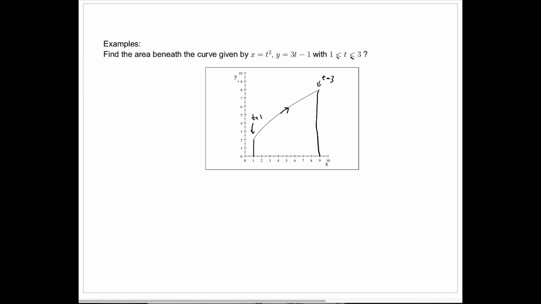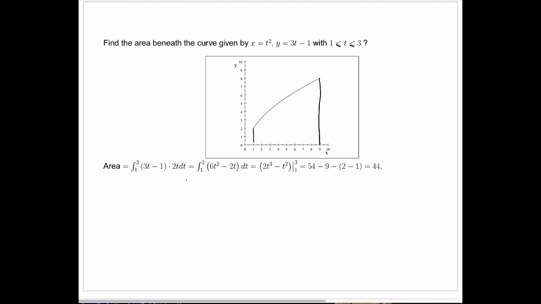Here's an example. Let's say we have a curve given by this parameterization where x equals t squared, y equals 3t minus 1, where the parameter t runs from 1 to 3. It's easy to check that y is always positive in this region, and certainly dx dt is positive, so that we're moving to the right along the curve. And if we draw the curve, it has basically this shape. We could plot a few points. The initial point when t equals 1 is the point (1, 2). The end point when t equals 3 is the point (9, 8). And the question is, how do we find the area underneath this curve?